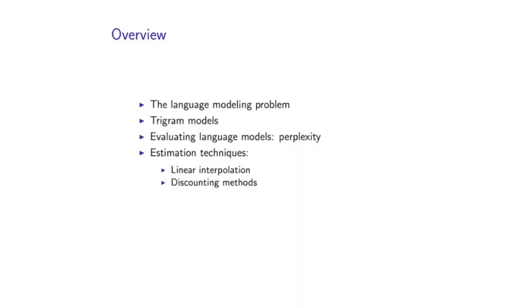Okay, so far in this lecture we have described the basic language modeling problem. We've introduced a very important class of language models, namely trigram language models. And finally, we've spoken about how to evaluate different language models using this measure which is called perplexity. So in the final part of the lecture, I'm going to talk about estimation techniques for trigram language models, namely linear interpolation and discounting methods. And we'll first focus on this method called linear interpolation.